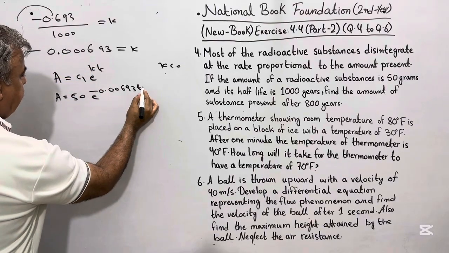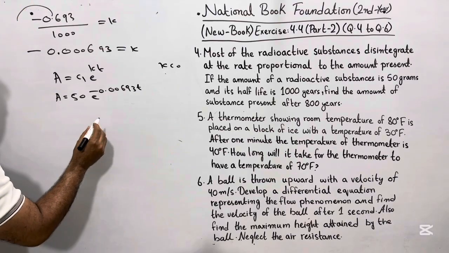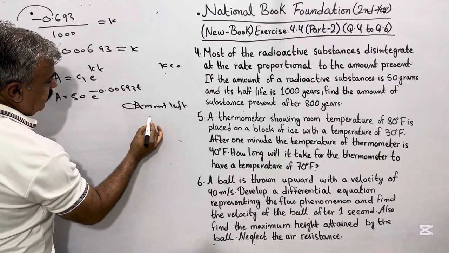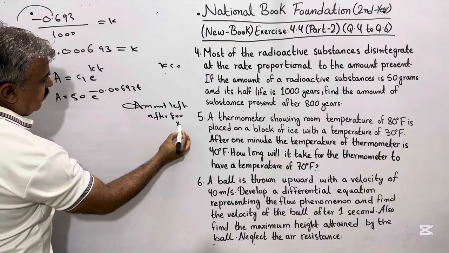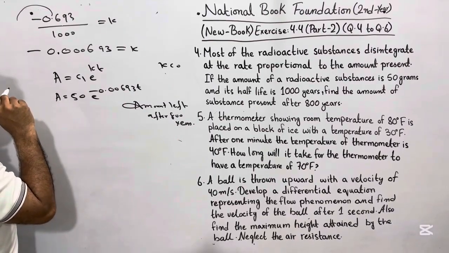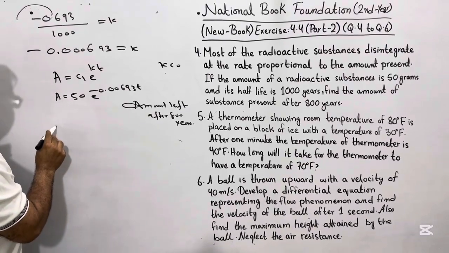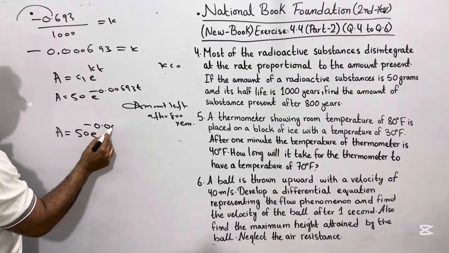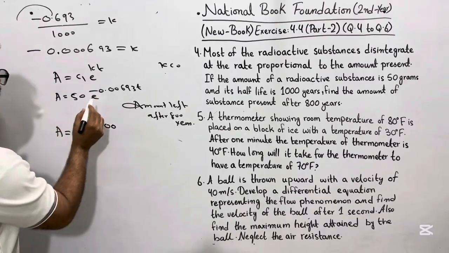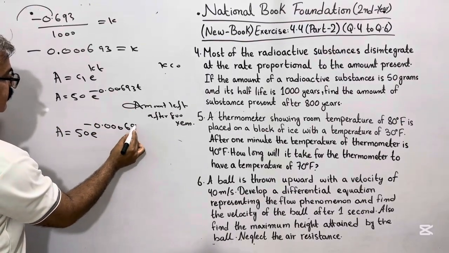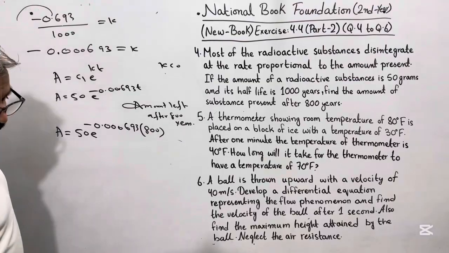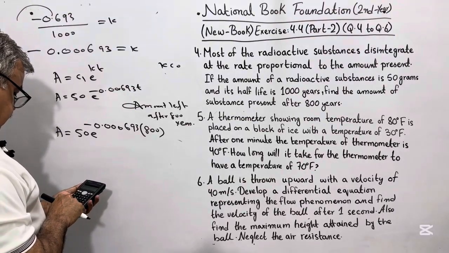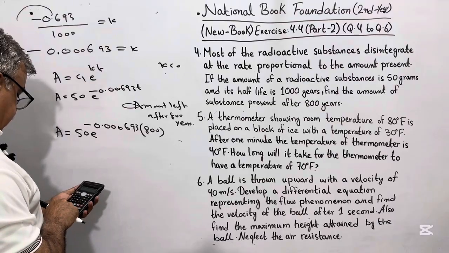It's t. Now we are asked to find the amount left after 800 years. Yes, we are interested in the amount left after 800 years. So instead of t, just plug in 800. Minus 0.00693 times 800, on the calculator, 0.00693 multiplied by 800.